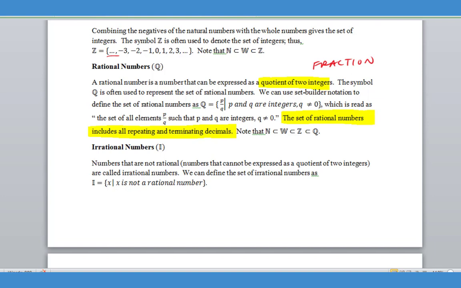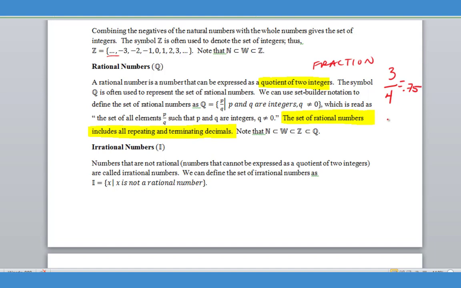Now, let's clarify a couple things about rational numbers that's going to help you separate it from irrational numbers. The set of rational numbers is going to include all repeating and terminating decimals. So if we look at a couple examples of that, let's think of it this way. If we have 3 divided by 4, which is a fraction of integers, if we put that in our calculator, that becomes 0.75 and then it stops. It no longer goes any farther. So it is what we call a terminating decimal. So that's a rational number.